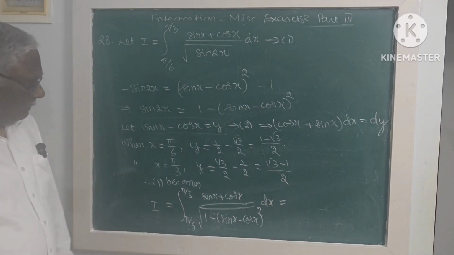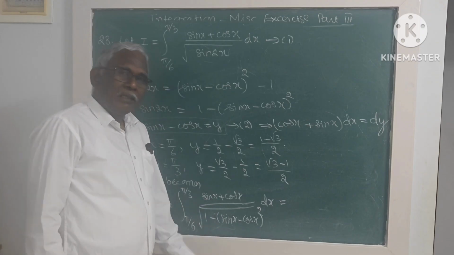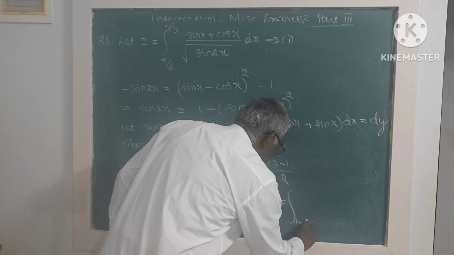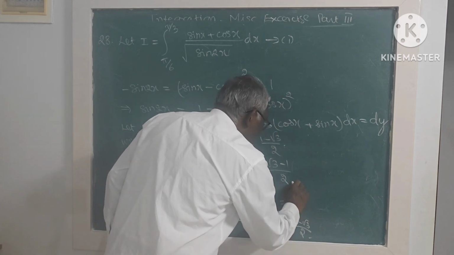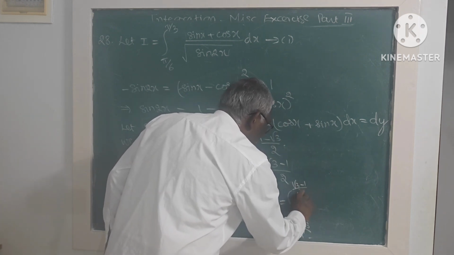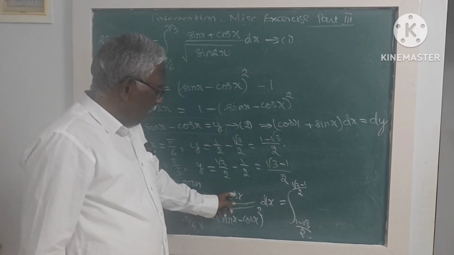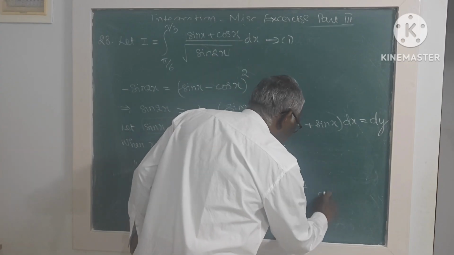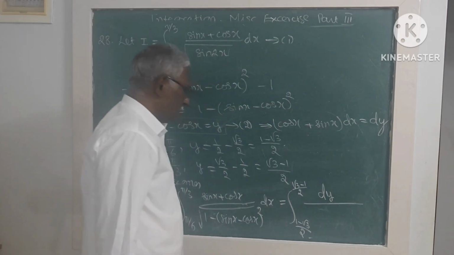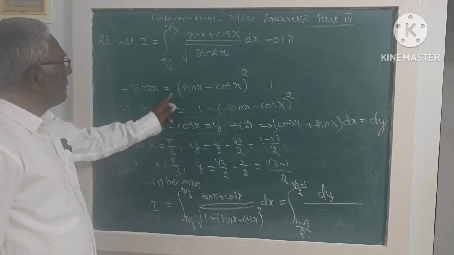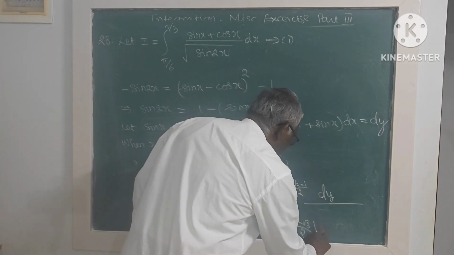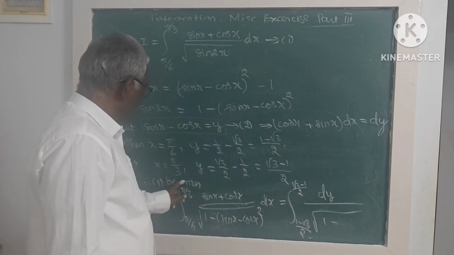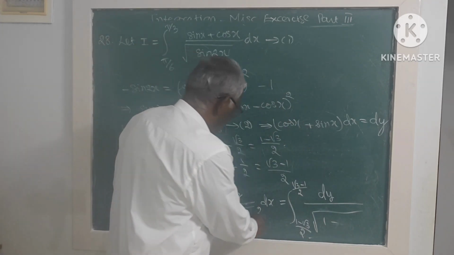Now we will write x in terms of y. So the limit varies from 1 minus root 3 by 2 to root 3 minus 1 by 2. Sin x plus cos x into dx is dy, by square root of 1 minus y square.